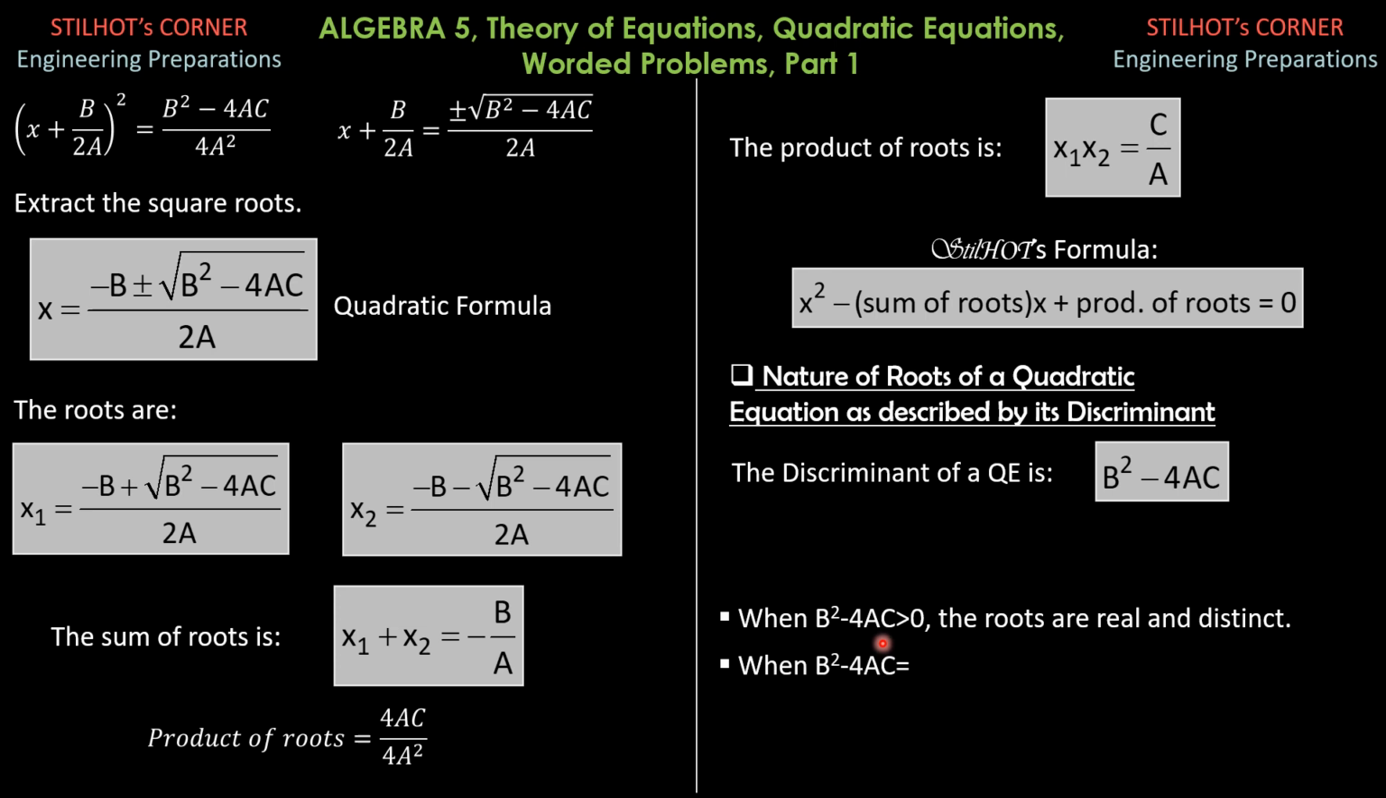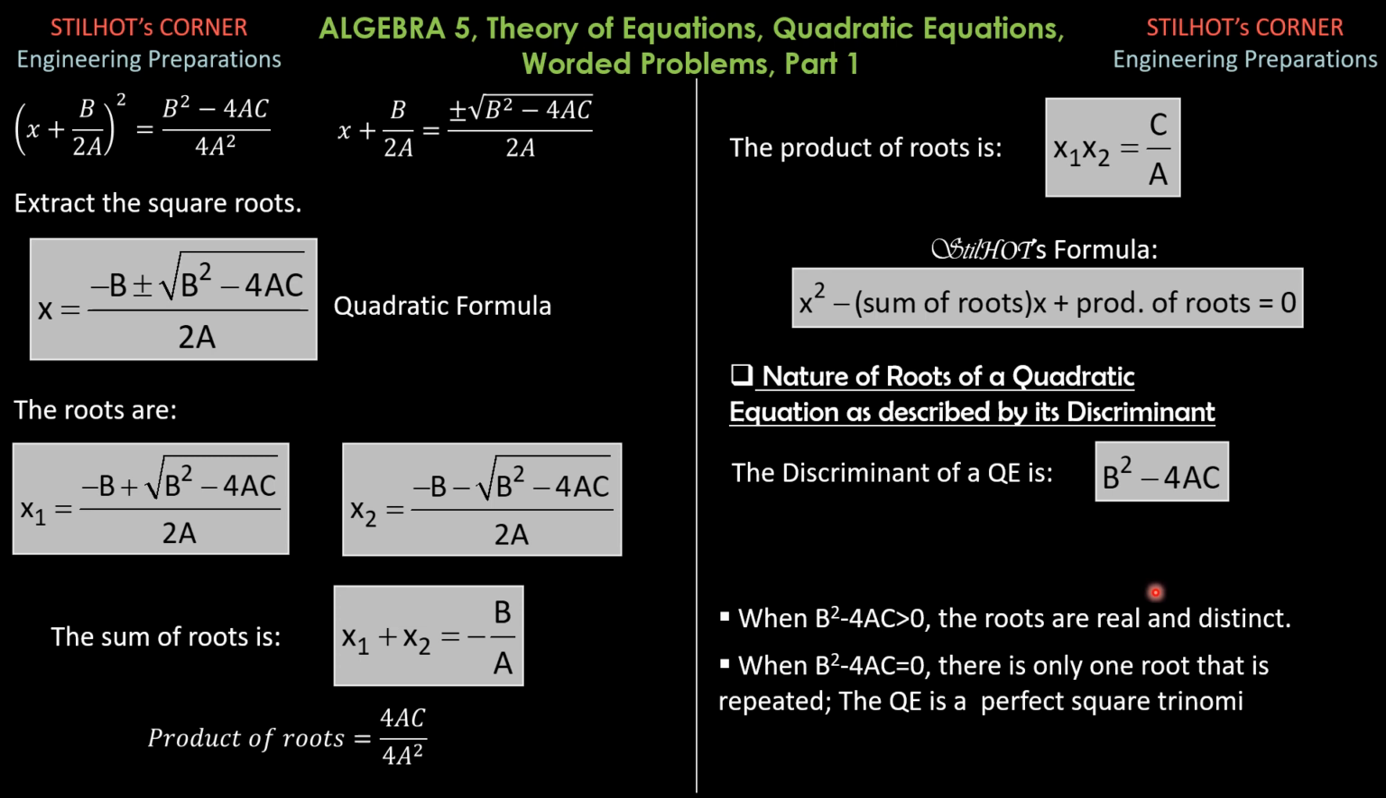Then when b squared minus 4ac is exactly equal to 0, there is only one root that is repeated, and the quadratic equation is a perfect square trinomial. Let's verify that x squared minus 6x plus 9 is a perfect square trinomial. It is x minus 3 quantity squared, right? The root is 3 and it is repeated. If you evaluate b squared minus 4ac, it is 0.